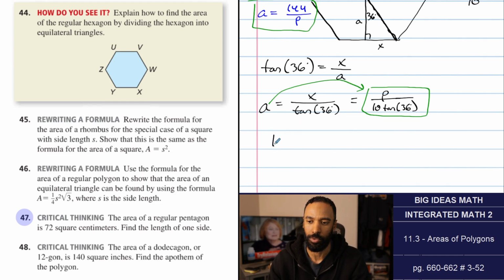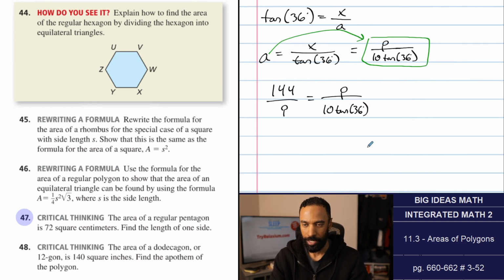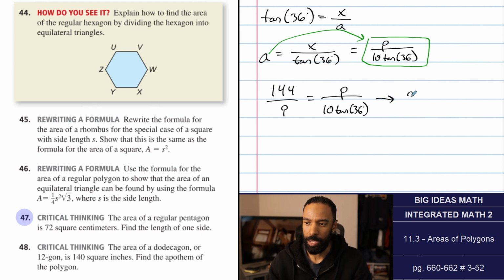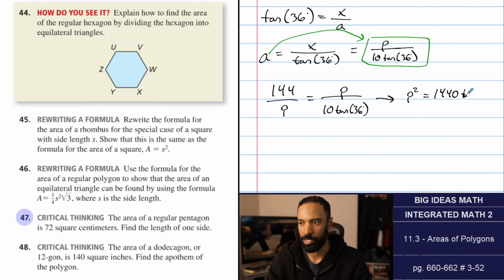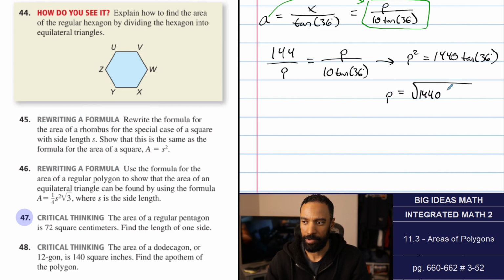So what I want to do is set these equal to each other. I got 144 over P equals P over 10 times tangent of 36 degrees. So I'm going to solve for P, and then use that to find the length of a side. We'll divide that by 5. So cross multiply, we get P squared equals 1440 times tangent of 36. And take the square root of both sides, I get P is the square root of that. I'll just leave it like that.